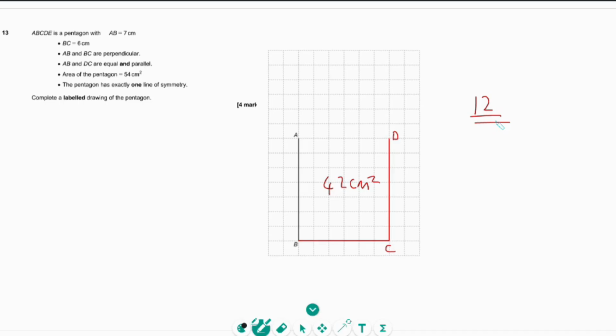And it has one line of symmetry, so I'm going to make a triangle. So the base is 6, so half base times height needs to equal 12. Half times 6 is 3. 12 divided by 3 is 4, so I need the height of my triangle to be 4.